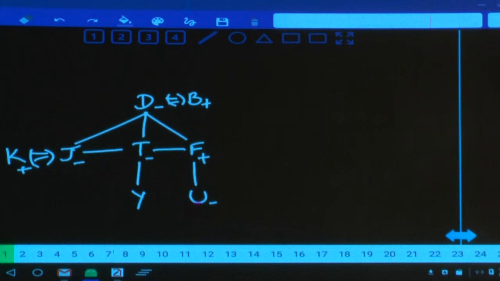Question number 72. How is J related to Y? Tell me how is this J related to Y? Now the path from Y to J. Yes, tell me what is the path from Y to J? Y to T. Y's mother is T. Mother's sister. Mother's sister is aunt. Aunt, that is given in choice 4.